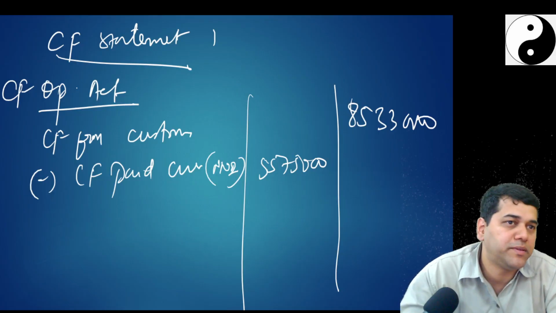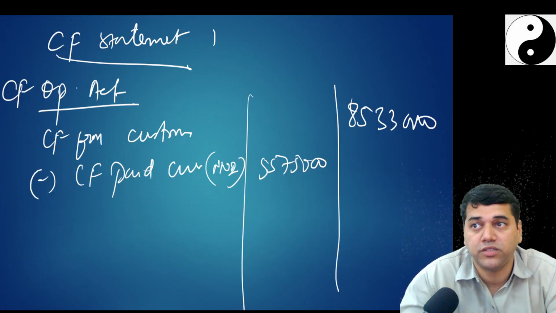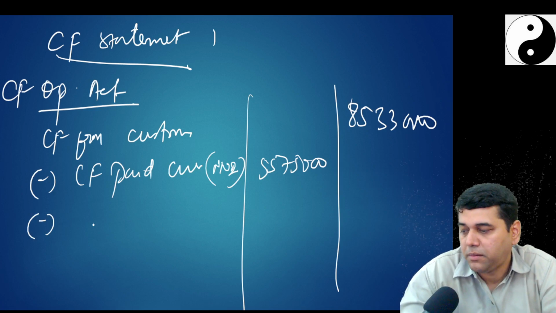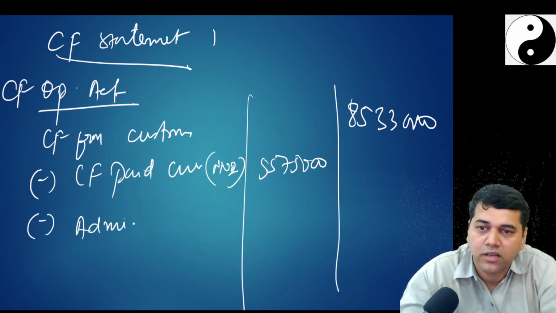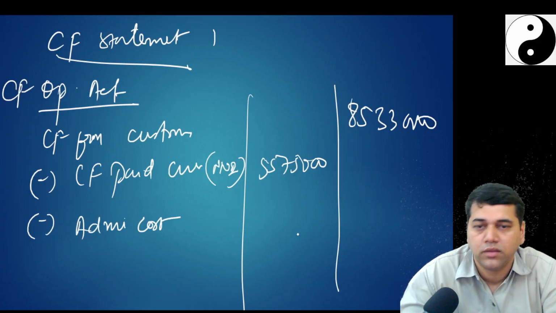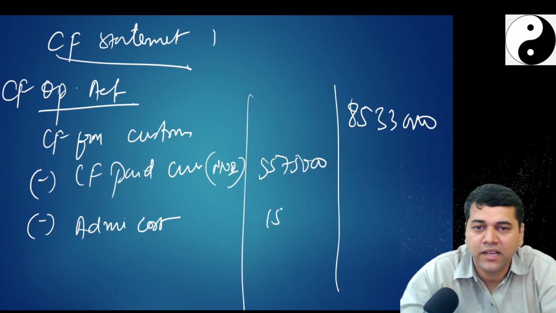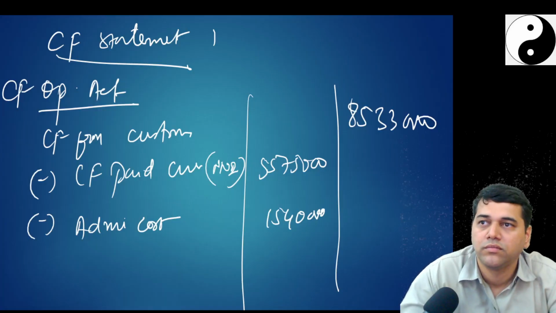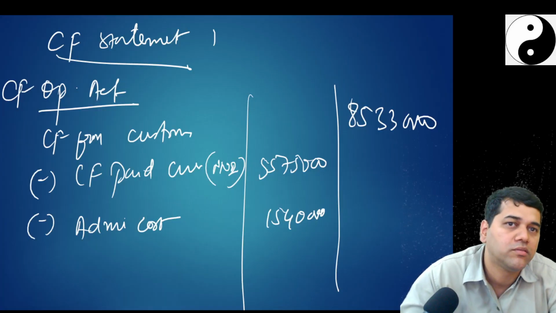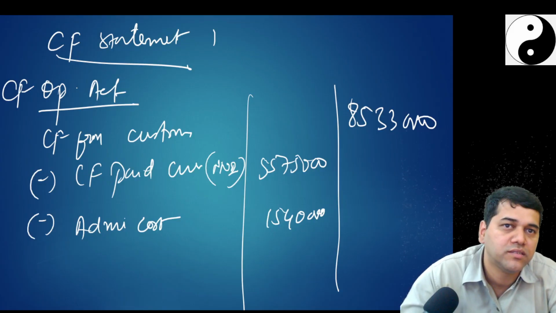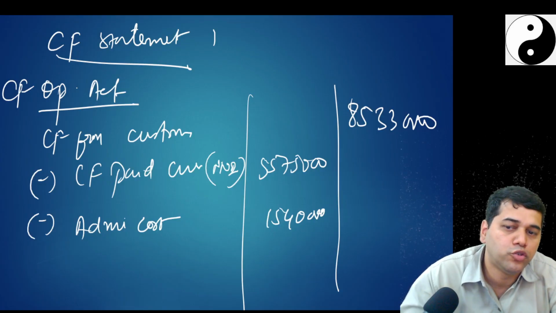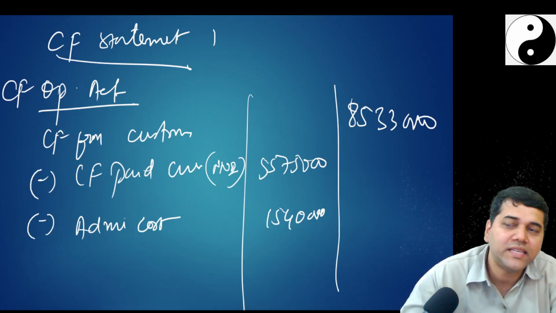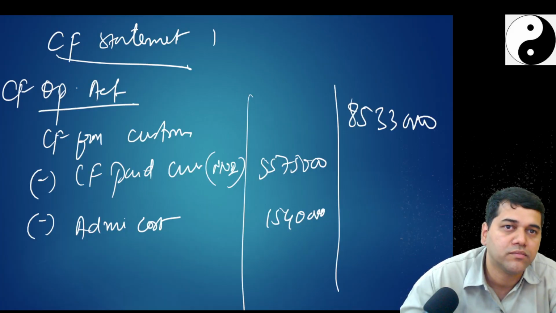Is there any expense you incur from the operations? Selling and administrative expenses, minus admin cost. How much? Full 15 lakh 40. Why? Because you don't see any item in the balance sheet, no outstanding, payable and all. Do you see anything in the balance sheet? So you debited admin and selling cost so much. If you would not have paid, at the end of the year the balance sheet should have shown it.